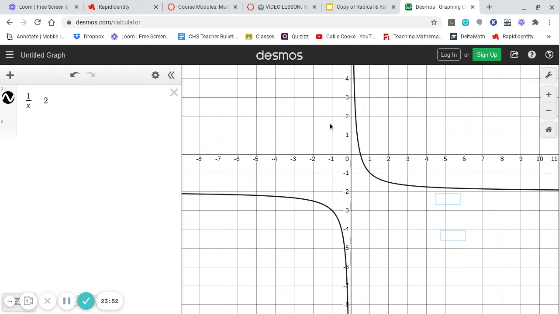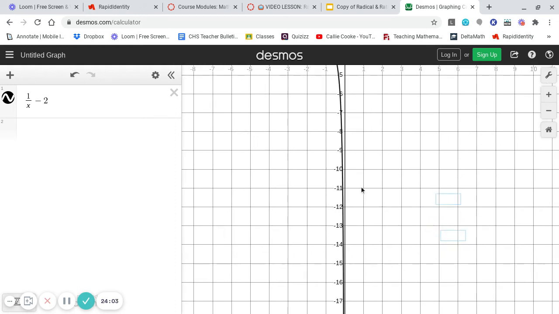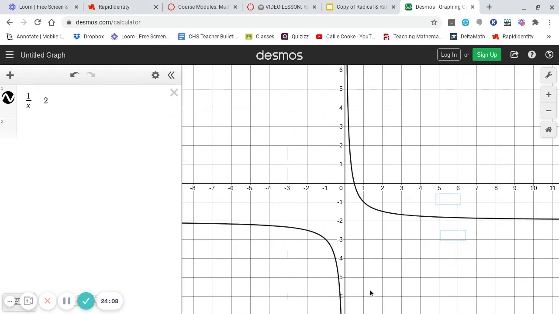So if I'm looking at the vertical asymptote, it looks like it's x equals 0 because it's going up and down through the origin. Don't you see? It looks like the graph gets closer and closer to the origin, but it never touches. So x equals 0 is going to be our vertical asymptote. Look horizontally right here. What number do you think might be the horizontal asymptote? Maybe negative 2.